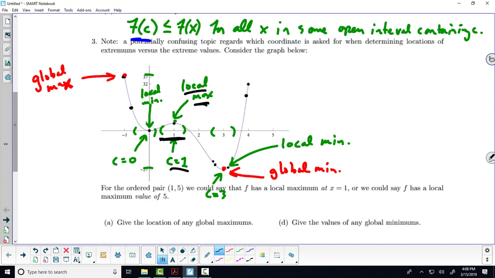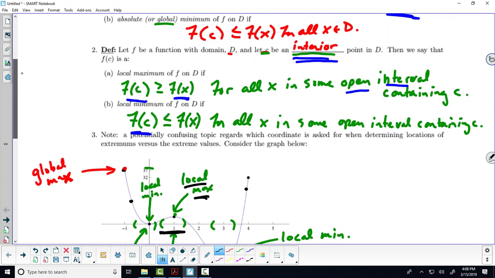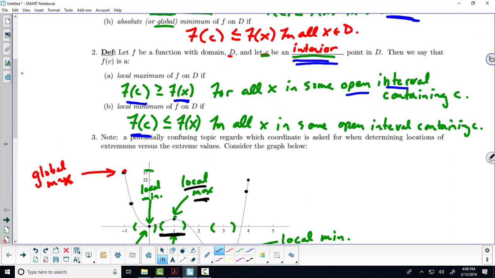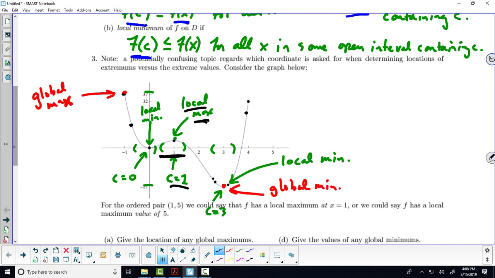One other thing to keep in mind, and this is per our author's definition, is that local maxes and mins can only occur at interior points, which means that although an endpoint may or may not be a global max or a global min, an endpoint can never be a local max or a local min.